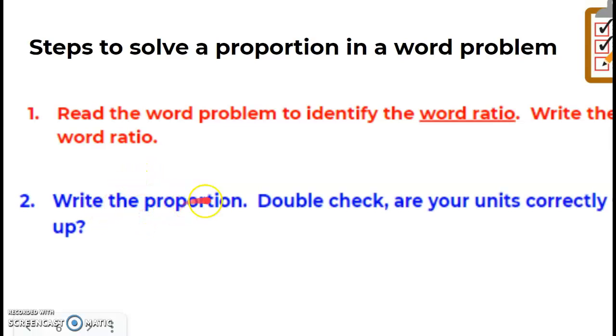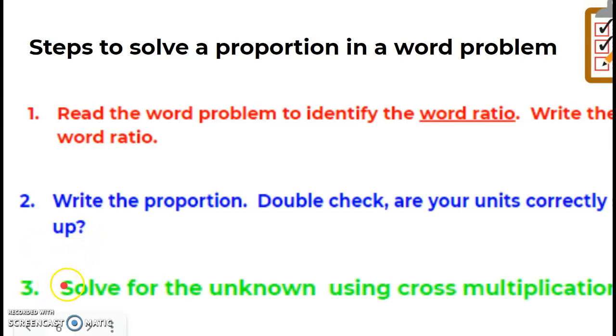2. Write the proportion. Double check, are your units correctly set up? Making sure your units, however you organize them, are the same for the number that represents the top of your fraction, your numerator, and the denominator. And you'll see as we look at more examples later on. And lastly, 3. Solve for the unknown using cross multiplication.